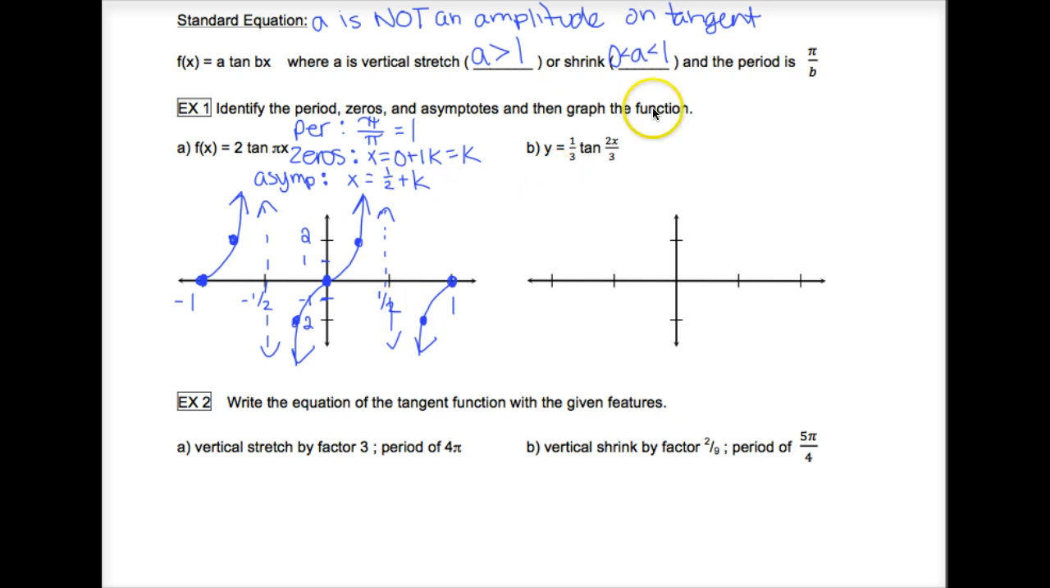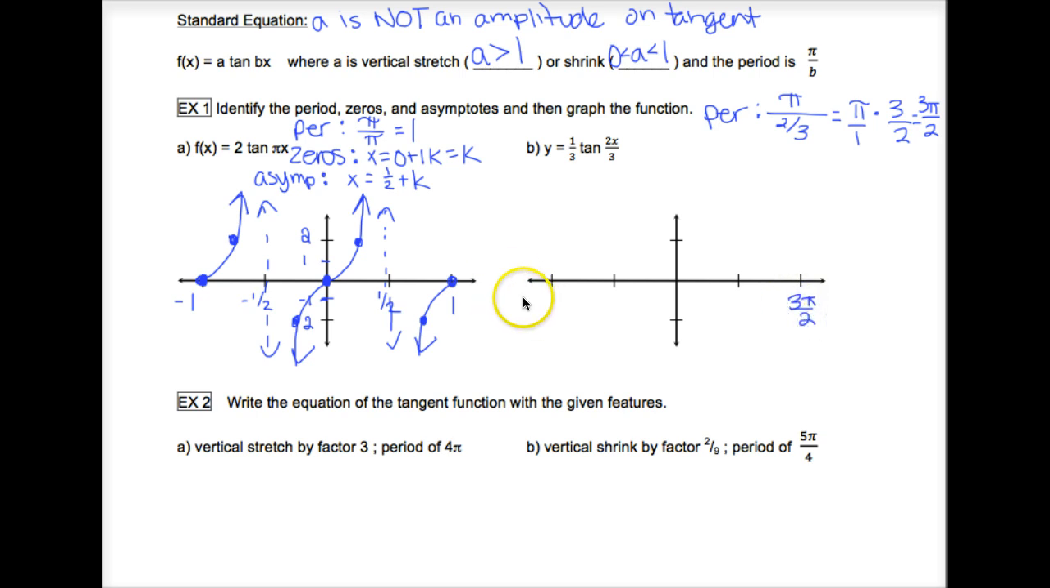B, same idea. First thing I'm going to do is calculate the period using this formula here. So pi divided by b. B here is 2/3 because that's what's multiplied times the x. So we've done plenty of dividing by fractions. That means to multiply by the reciprocal. So pi is understood to have a denominator of 1 since it didn't have one. So that's 3 pi on the top, 2 on the bottom. So my period is 3 pi over 2.